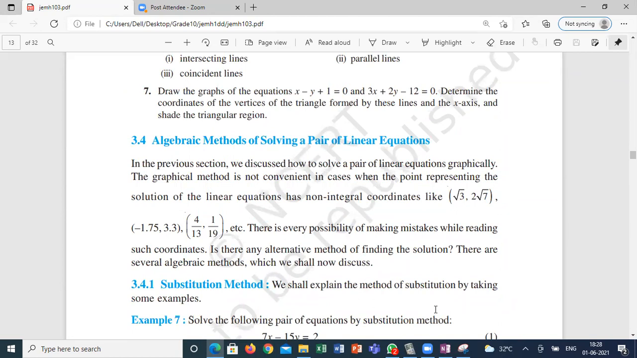So shall we start? Tomorrow's class also we require graph paper. Shall I wind up the class with this? Yes, sir. Anyone having any doubts?